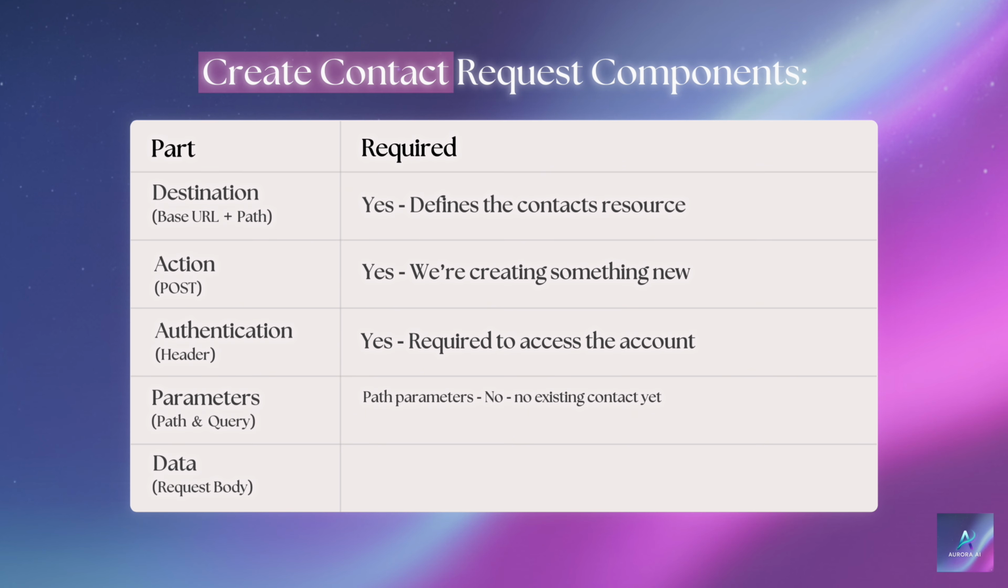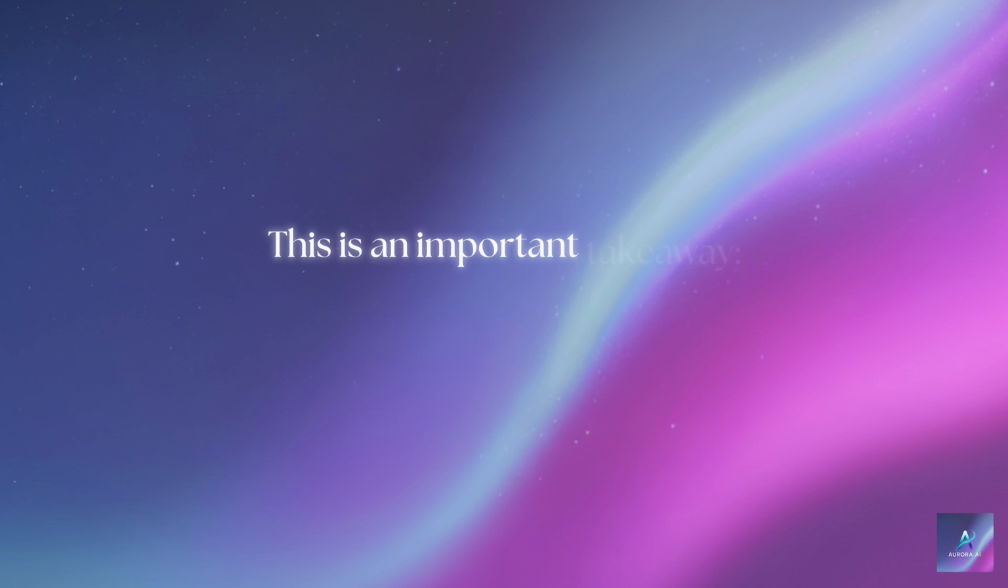Path parameters, not used. There's no existing contact yet, so there's no ID in the URL. Query parameters, not used. We're not filtering or narrowing results. Request body, required. This is where the actual contact information lives. This highlights a pattern you'll see again and again. Many post requests don't rely on path or query parameters. They rely almost entirely on the request body. And this is an important takeaway.